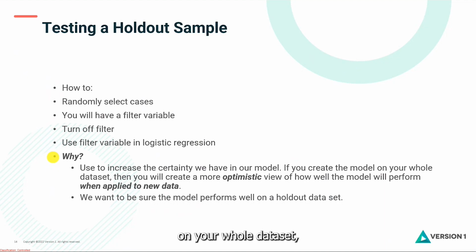If you create a model on your whole data set, then you'll create a more optimistic view of how well the model will perform when applied to new data. So it isn't just that we want to build a model on the existing data that we have. We want to actually take new data and apply the model to it so we can make predictions. And taking a holdout sample, testing it on a holdout sample, gives us greater confidence in the model. In other words, we want to be sure our model performs well on a holdout data set.